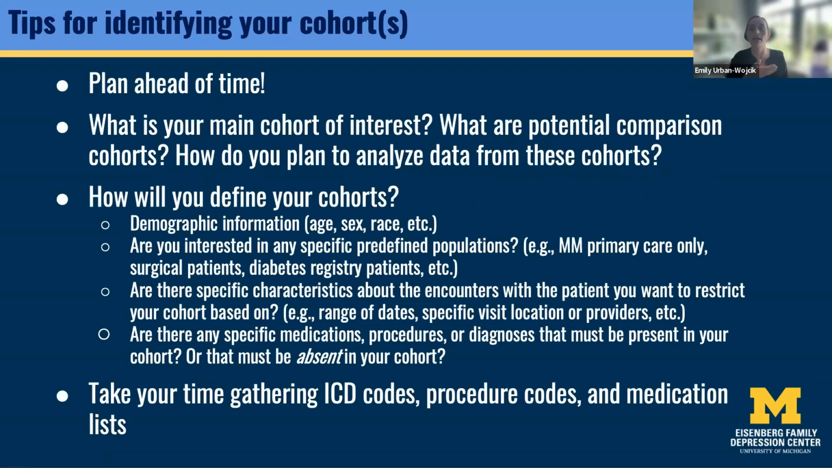And then you have to go back and pull data all over again. Think about how you will define your cohorts in terms of the variables that are available too. So do you want to look at demographic information? Are you interested in predefined populations like people who are in the diabetes registry or their primary care patients? Are there any specific characteristics about the encounters that you want to restrict your cohort based on, like a range of dates or a specific visit location?